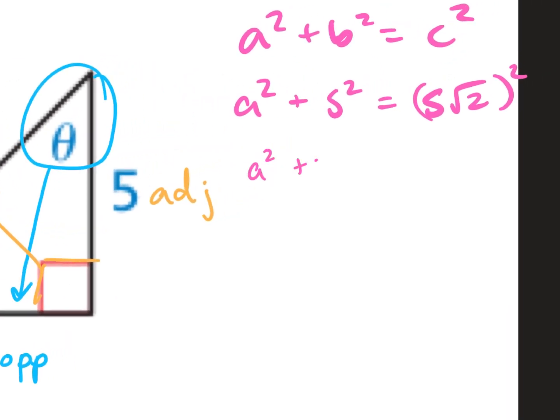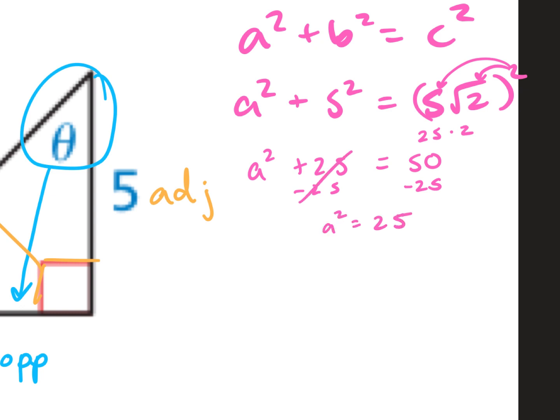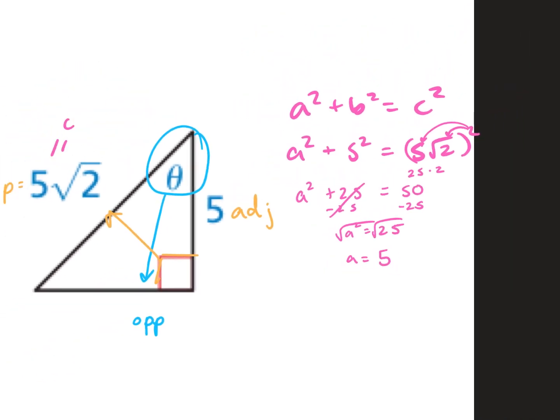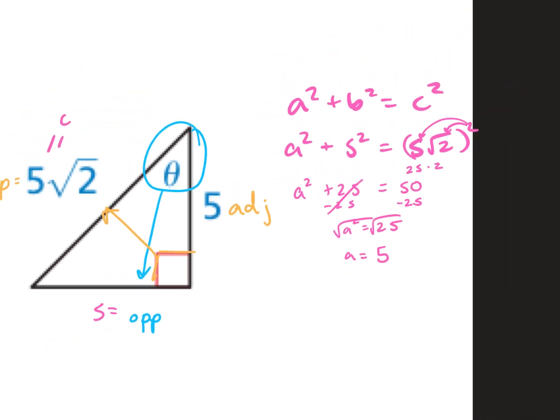So A squared plus 25 is equal to, here we have to be careful because it's the 5 that's being squared and the square root 2 that's squared. So 5 squared is 25. What's square root 2 squared? 2. So 25 times 2? 50. Then we subtract 25 from both sides to get that A squared all by itself. So A squared equals 25. So what is A? 5. Take the square root, so we get 5. So our opposite is 5.